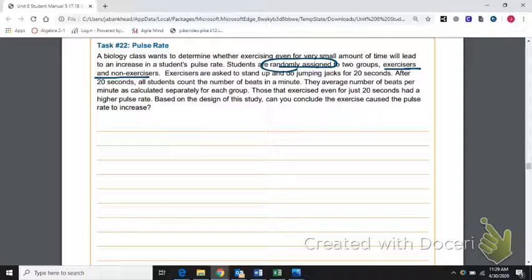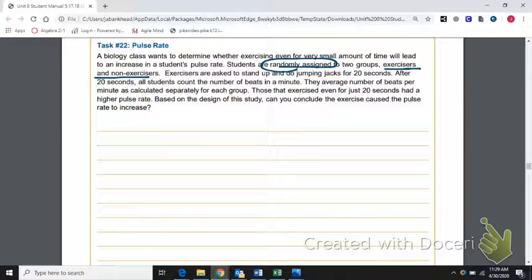After 20 seconds, all the students count the number of beats in a minute. The average number of beats per minute is calculated separately for each group. Those that exercised even for just 20 seconds had a higher pulse rate. Based on the design of this study, we want to know if we can conclude that exercise caused the pulse rate to increase.